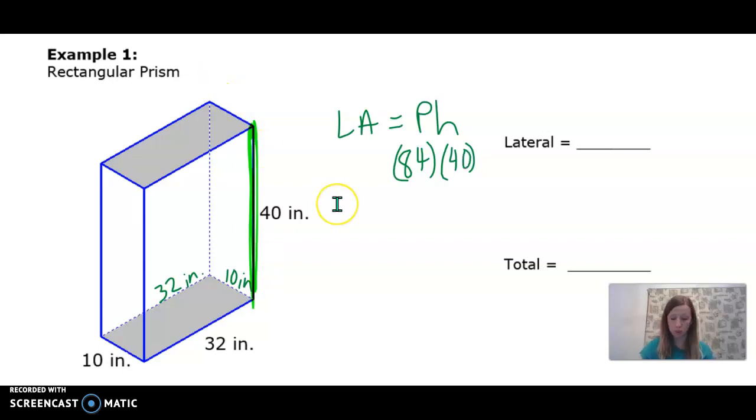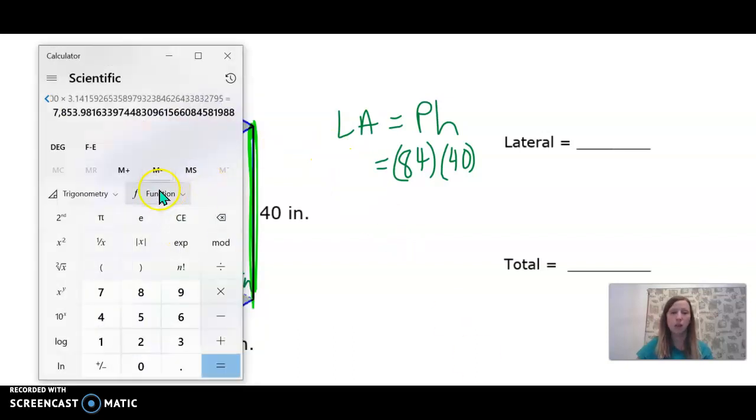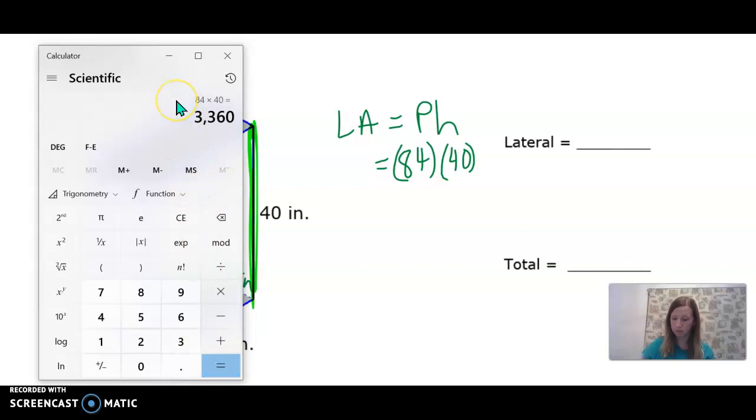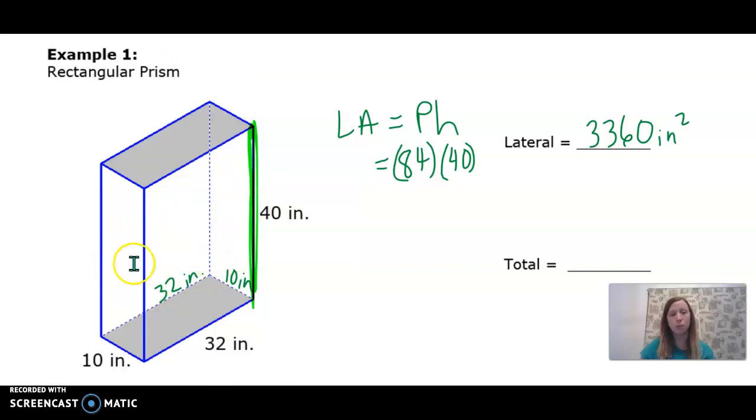And now we're just going to multiply those things together. Okay, so I'm going to grab my handy dandy calculator because some numbers are a little bigger. So 84 times 40 is 3,360 inches squared. Now that's lateral. Basically, that means that all those sides that aren't the bases, it's the area of all of those sides added up. But for total, we have to include the two bases.